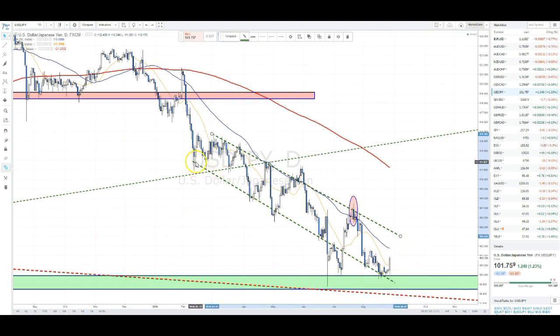So technically it was a support line that I was monitoring, and it provided me with additional reason on top of the weekly downtrend line here, the support zone, and the triple bottom scenario to look for long entries on USD/yen.